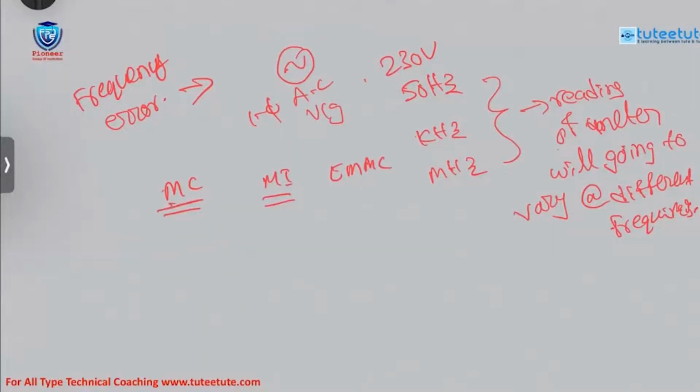Since you are going to measure DC for PMMC, this is going to be 0. The error due to frequency is 0 in moving coil, but here it is more.